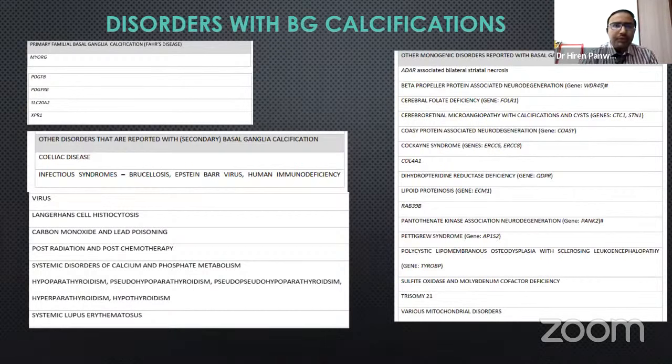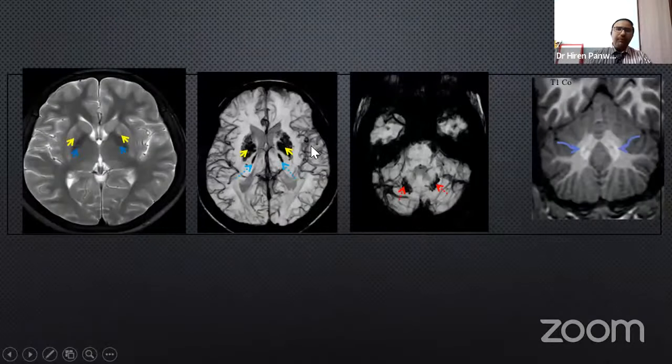Then, winding up with the last category, that is the disorders with basal ganglia calcification. Basal ganglia calcification can be seen in primary disorders, or it can be secondary to some systemic disease or metabolic disorders, as mentioned in this table. Or sometimes they can be associated with monogenic disorders like ADAR, and certain metabolic disorders like folate deficiency and so on. Here is an example of calcification.